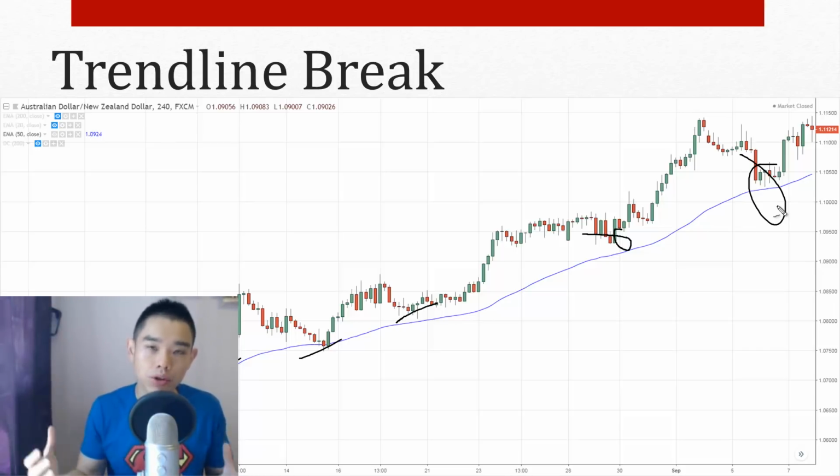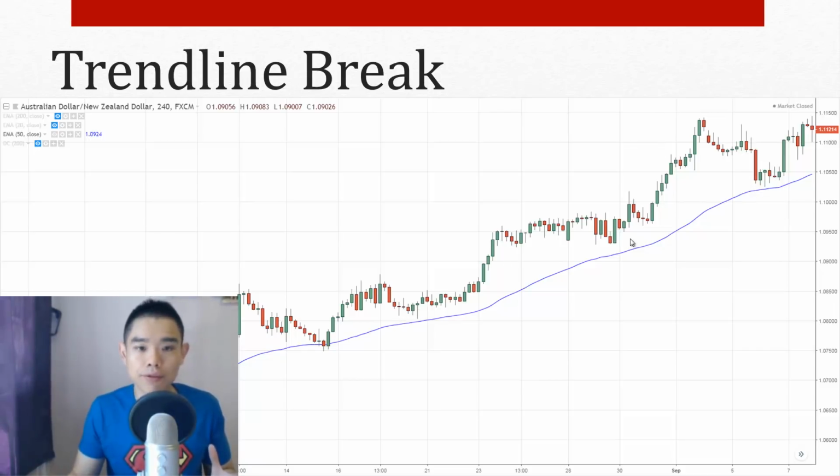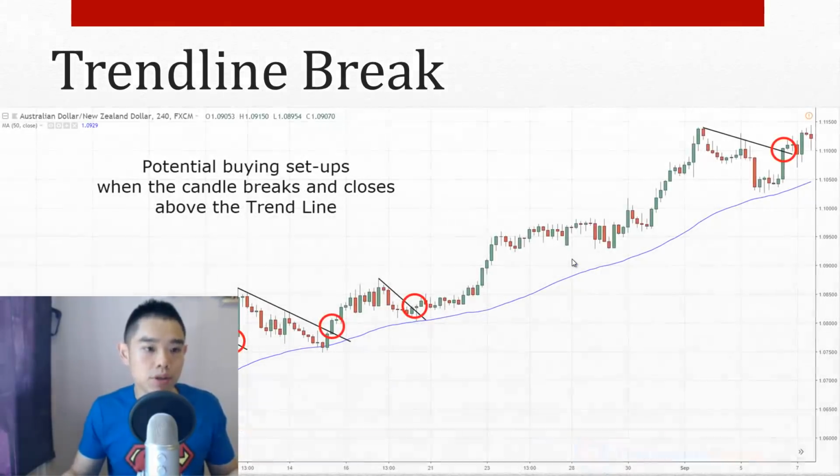So this is where I want to introduce to you the trend line break. This is a useful technique whenever the market is in a healthy trend, but it just doesn't quite pull back to the moving average that you're looking at. So what now? What you can do is, again, draw a trend line. You just draw a trend line on the retracement move this time around. You're drawing a trend line on this retracement move. And you can enter when the price breaks and closes above the trend line. That's an entry trigger for you to go long.